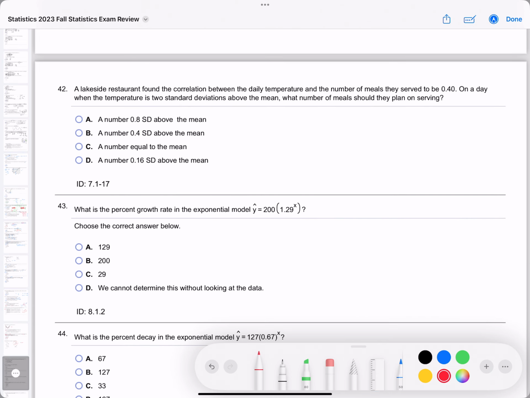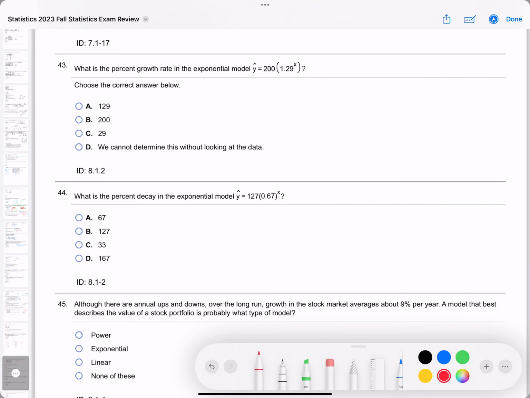All right, so what number of meals do they plan on serving? It says that for daily temperature, they served 0.4 on a day when the temperature is 2 standard deviations above the mean. So we're going to say 2 times 0.4, because it's 2 standard deviations above the mean. We're going to go with this one here.